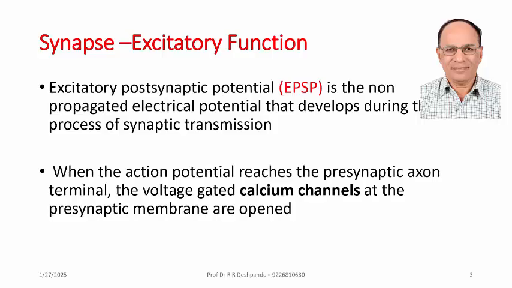EPSP is the non-propagated electrical potential that develops during the process of synaptic transmission. When the action potential, that is AP, reaches the presynaptic axon terminal, the voltage gated calcium channels at the presynaptic membrane are opened. So what is the main stimulation? Calcium is the main stimulation. Are you getting? For what? Excitation. Excitation is where? On the postsynaptic side.